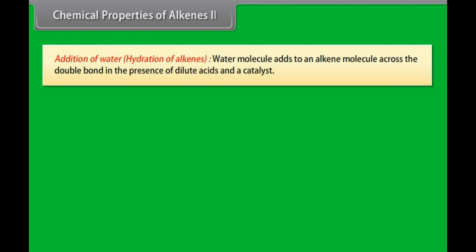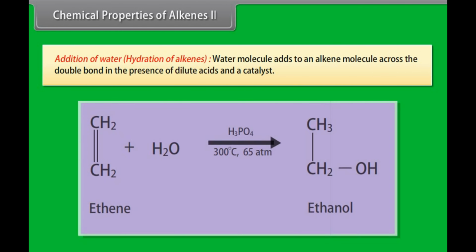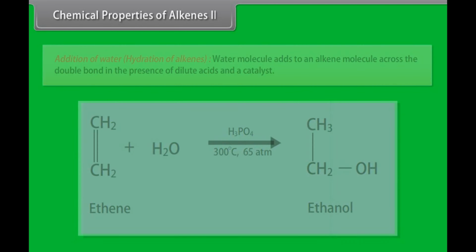Addition of water. Hydration of alkenes. Water molecules add to an alkene molecule across the double bond in the presence of dilute acid and a catalyst. For example, ethene gives ethanol when a mixture of ethene and steam is passed over phosphoric acid and silica under a pressure of 65 atmospheres and at 300 degrees centigrade.